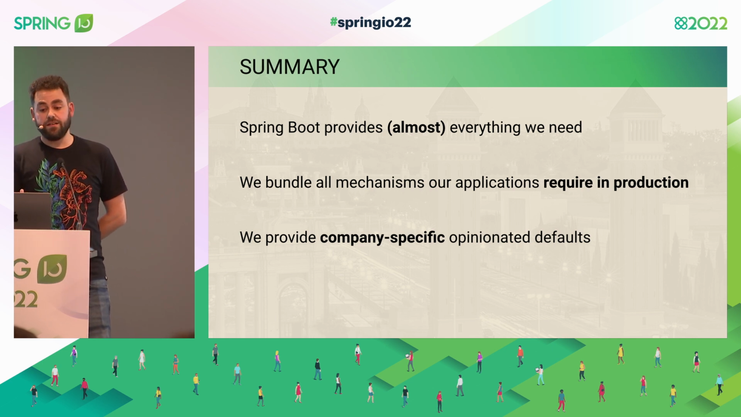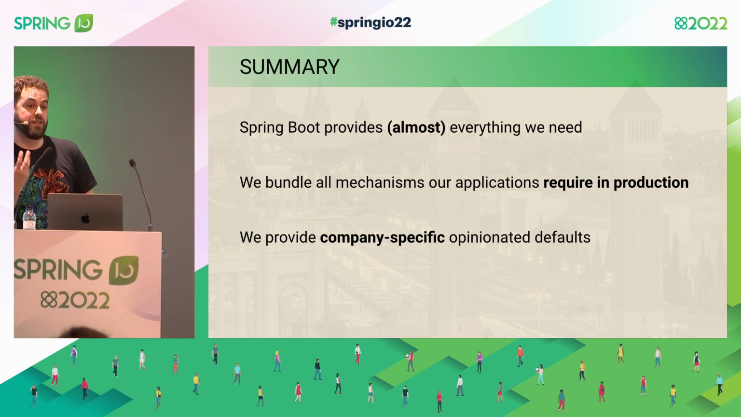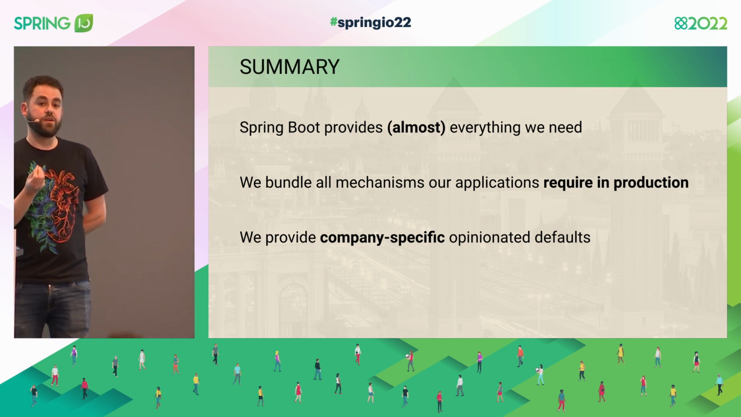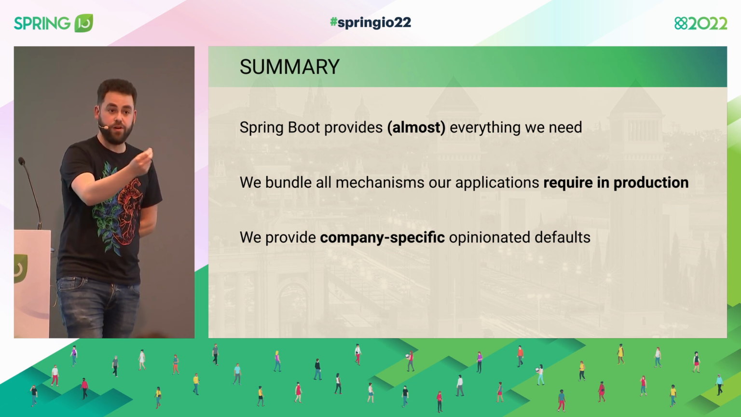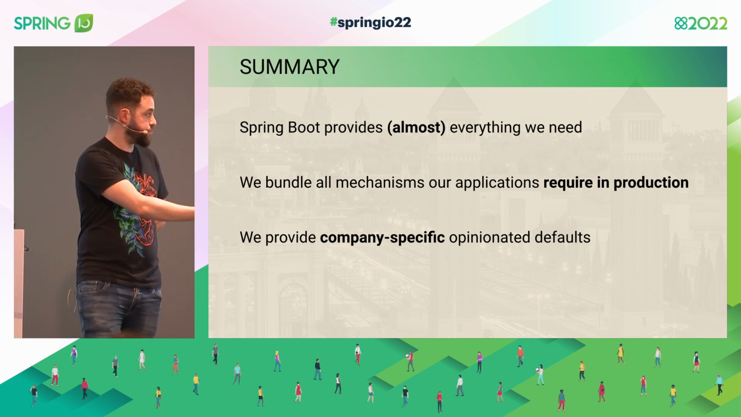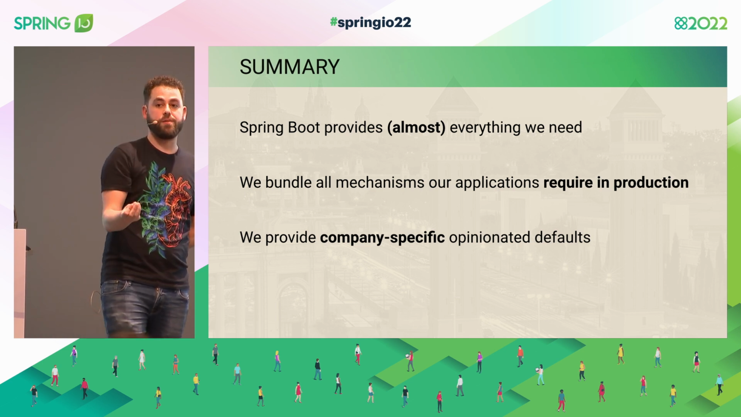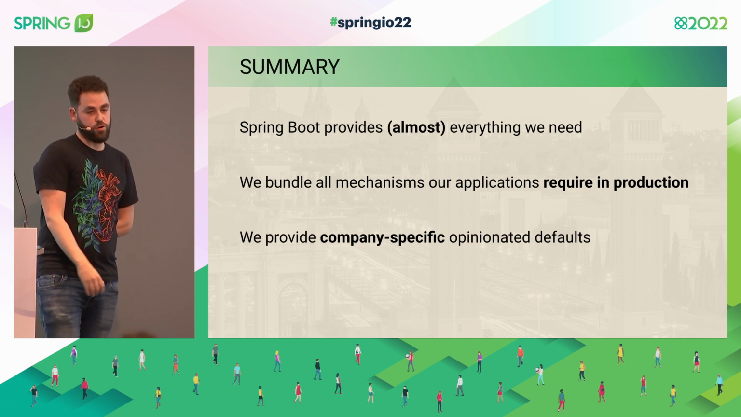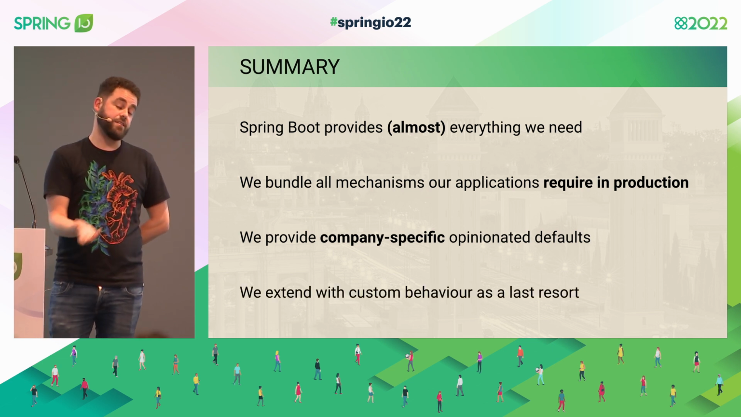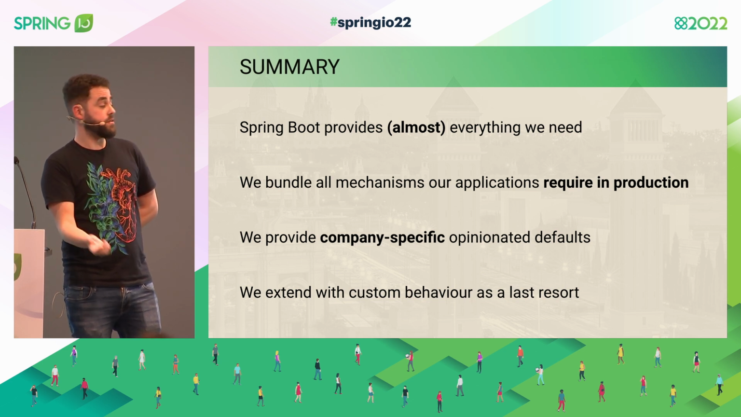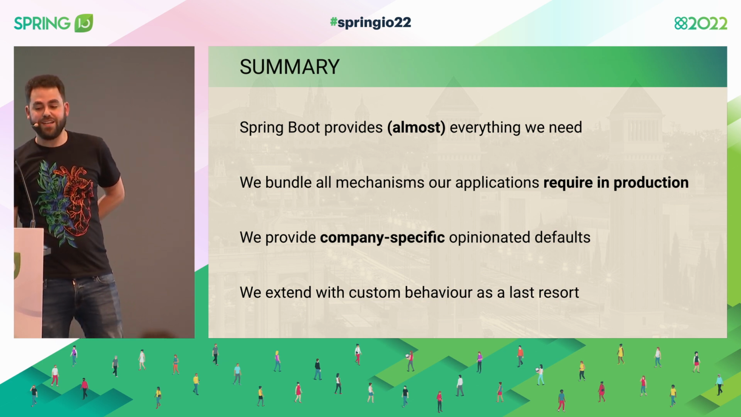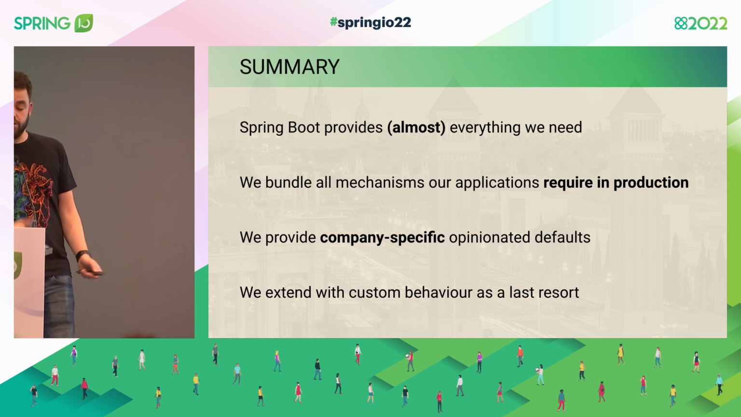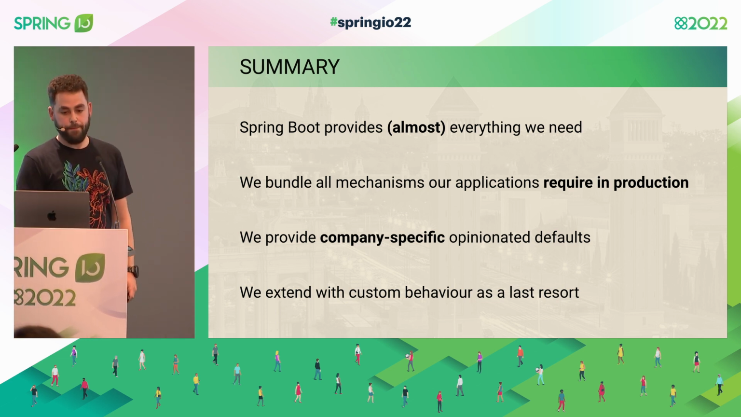What we do is, on top of that, we provide company-specific opinionated defaults. Spring Boot is great because it's opinionated, but it's opinionated in a business-agnostic way. Each company will have its own requirements, and things that are just OK for Spring Boot in a general way are not going to be OK for our applications. So we just have a different opinion, and we make it take precedence over Spring Boot ones. And then there might be scenarios where things are just too difficult to customize, or there's nothing available that works, and in those specific cases, we extend it with custom behavior. But this is the last resort. Usually, we try to just customize things that are there.